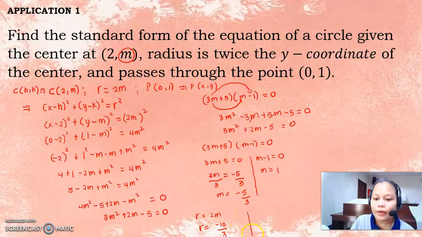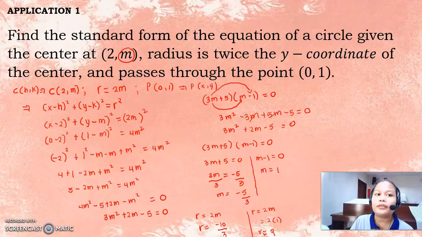And then we have here for m, r is equal to 2m. So m is equal to 1. So substitute the value of m, which is equal to 1. So we have here 2 times 1. So our radius is equal to 2.